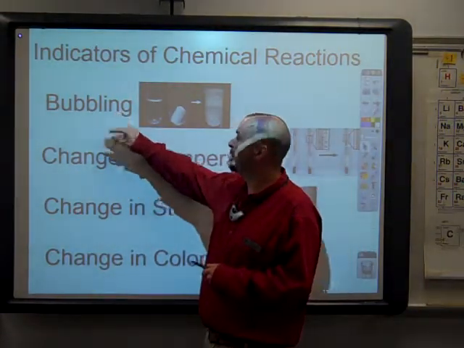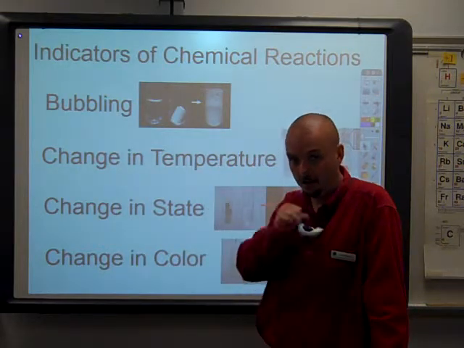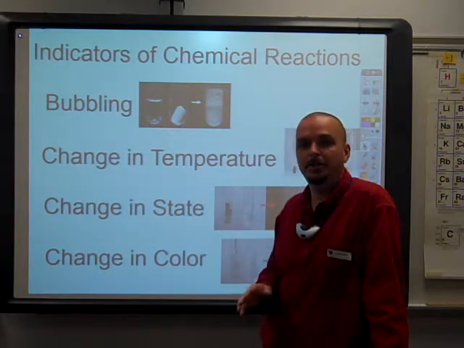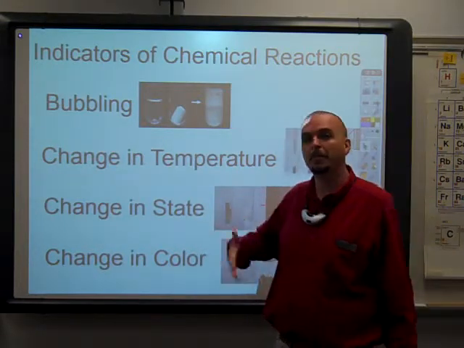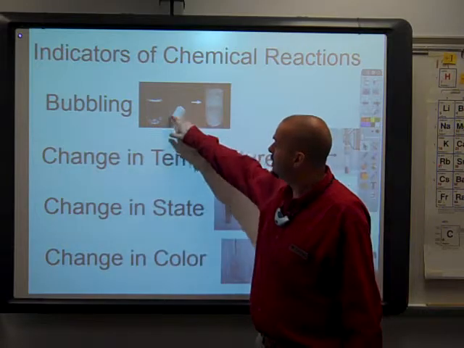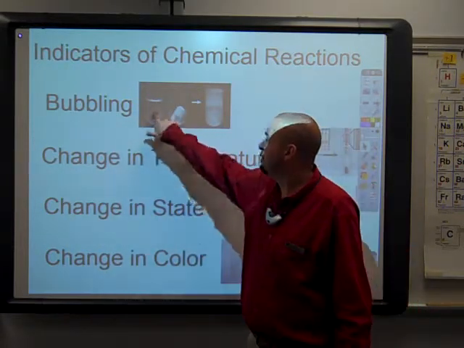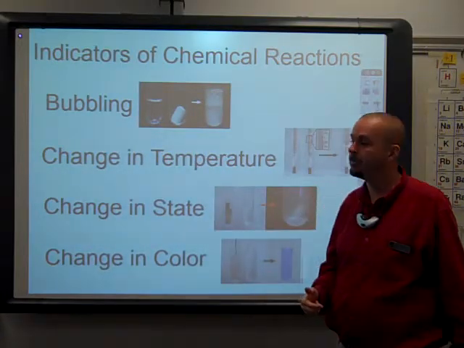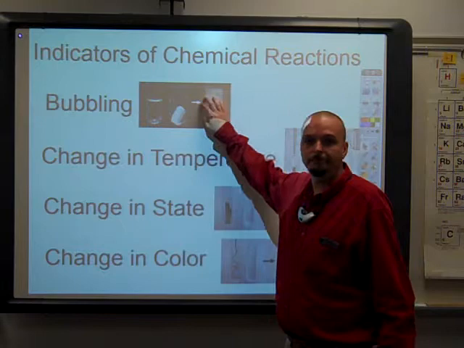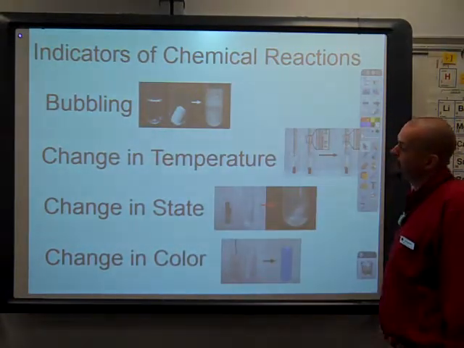Bubbling is one of them. We're talking about spontaneous bubbling here. We're not talking about putting a straw in it and blowing. That is in no way, shape, or form an indicator of chemical change. But what we're talking about here is forming bubbles on its own. A piece of chalk and some kind of acid like hydrochloric acid. We mix these two things together, it starts to foam up like vinegar or baking soda does. It's making bubbles on its own. That is a good indicator of chemical change.